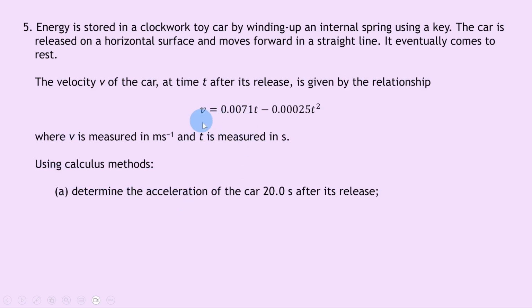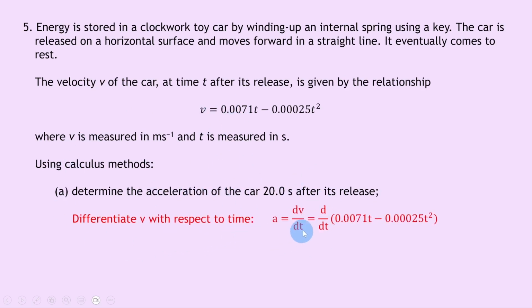Well, we're given a velocity expression here and we want an expression for acceleration first. So remember, to get acceleration from velocity, we can differentiate v with respect to time. So we have a equals dv by dt, i.e. acceleration is the rate of change of velocity from the relationship sheet, and that's the same as writing d by dt, the differential of 0.0071t minus 0.00025t squared.